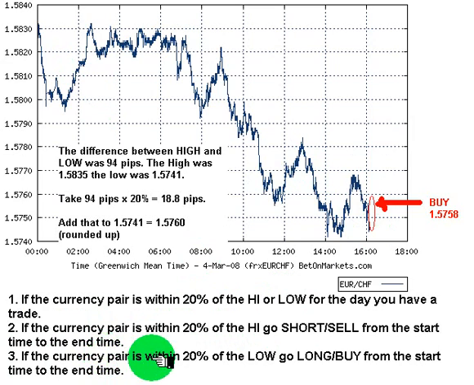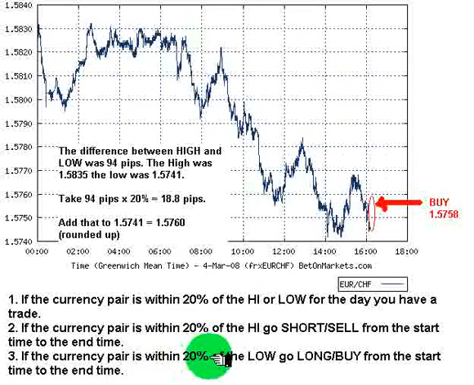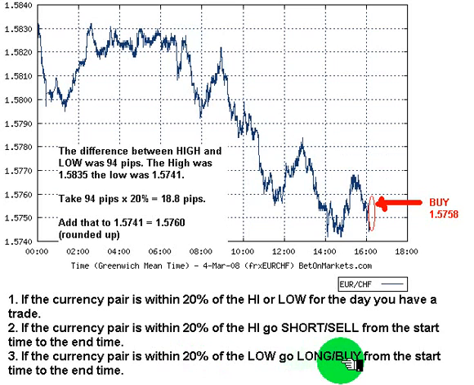If the currency pair is within 20% of the low, you go long or buy from the start time to the end time. And on the euro Swiss franc, which is what this currency pair is, the start time is 16:30 GMT and the end time is 21:30 GMT. This chart is actually a little bit before 16:30 GMT. I took a snapshot of it a little bit before, but our fill price was actually at 1.5758, up in this range.